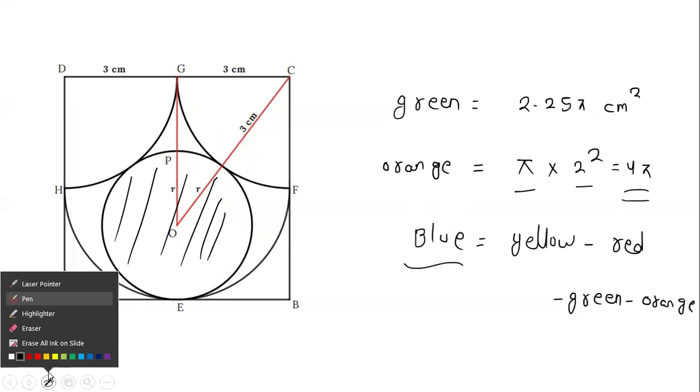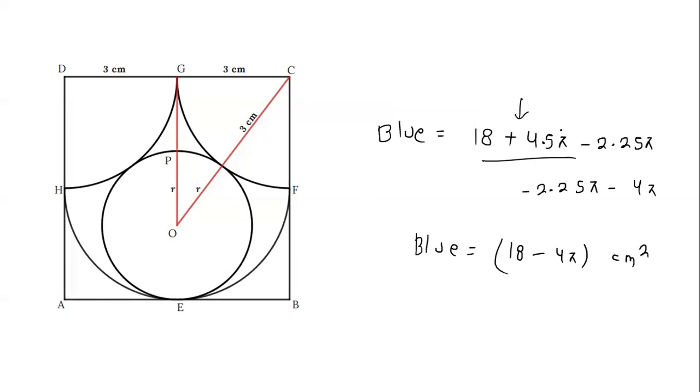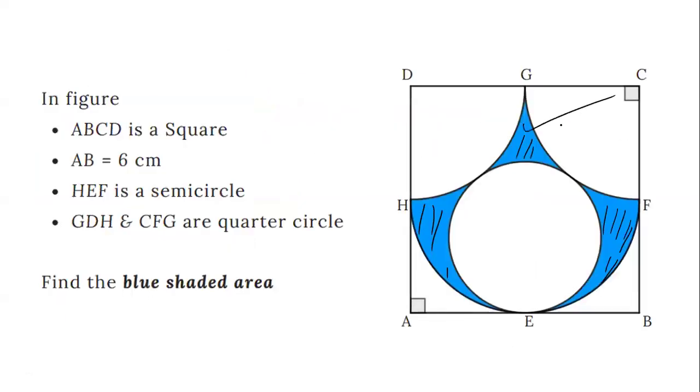Now we can easily calculate the blue area. The blue area is this whole shaded part that I drew in this figure. It is simply the yellow area minus the red area minus the green area minus the orange area. Yellow is 18 plus 4.5 pi, this is 2.25 pi, this is 2.25 pi, and this is 4 pi. So the pi terms cancel, and the remaining is 18 minus 4 pi centimeter square. So this is our blue area which we had to calculate. In this way we can solve this problem.